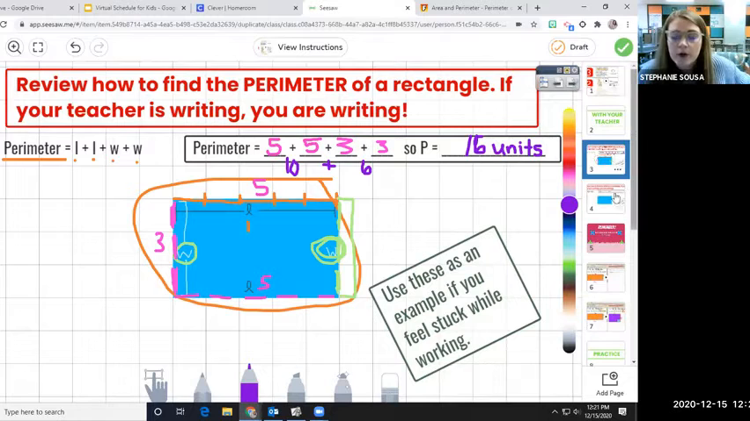Questions on perimeter and how we find that by adding all 4 sides, the distance of all 4 sides. Questions? Concerns, comments?